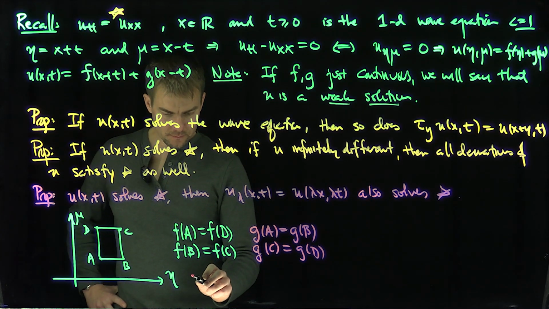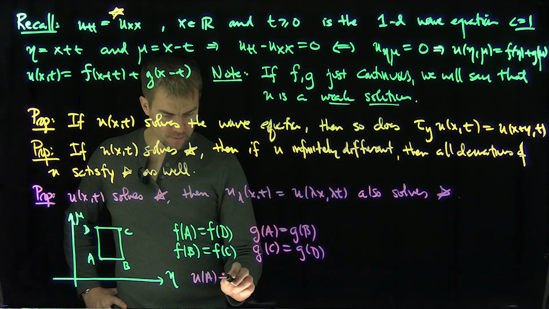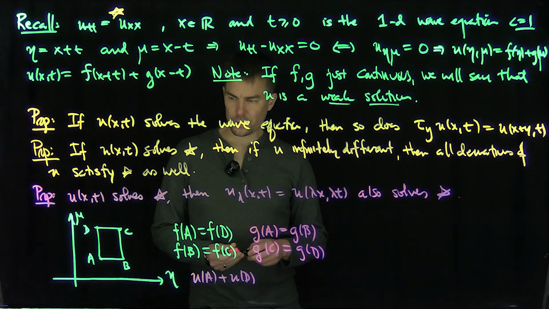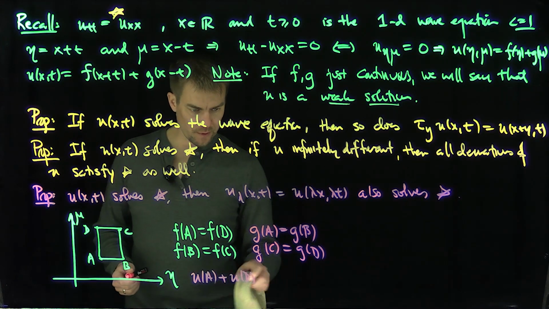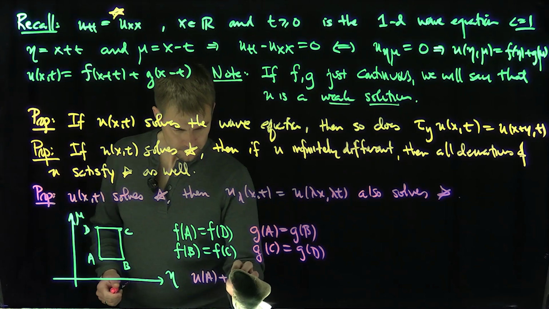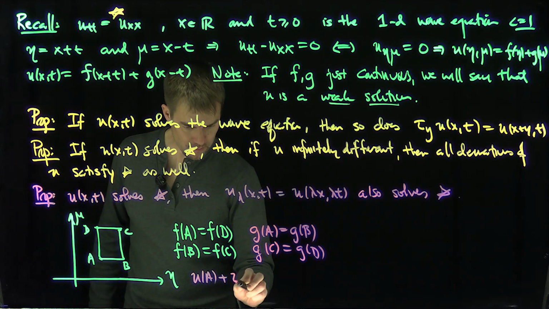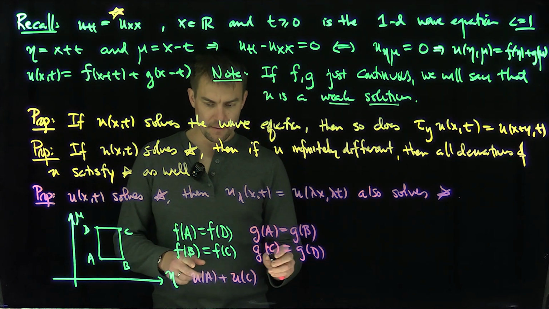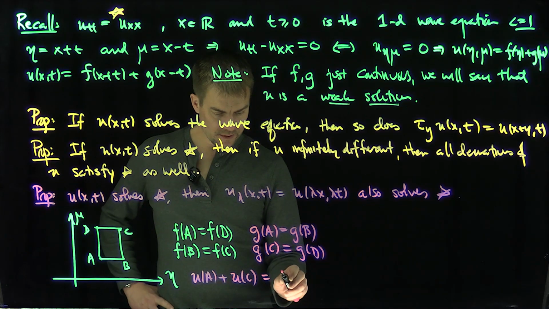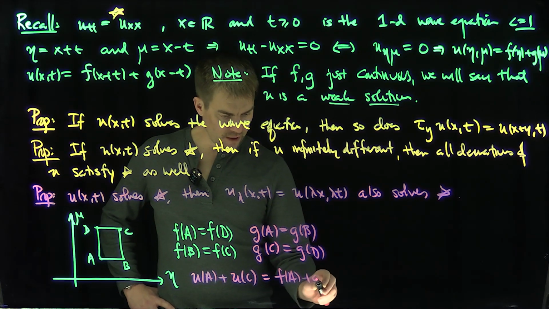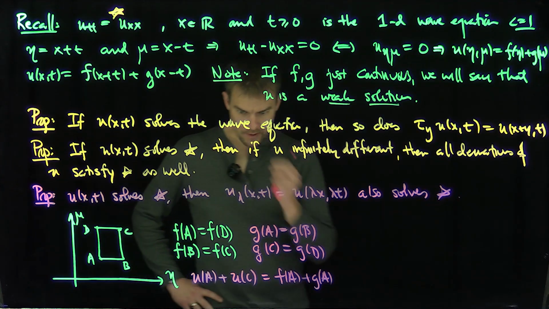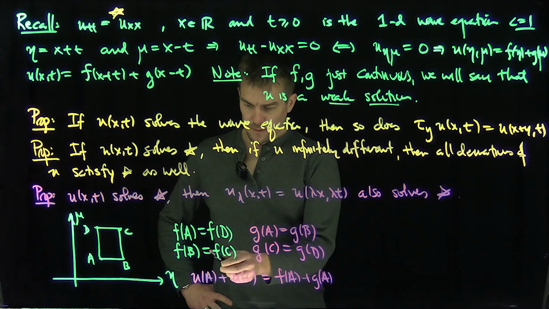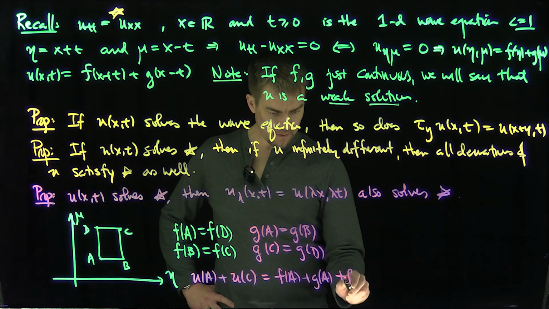U of A plus U of D is going to be what? Or what do I want to do? I want U of A plus U of C rather. So let's do U of A plus U of C. Okay. So what's that going to be? So U of A is going to be f of A plus G of A. And then U of C is going to be what? U of C is going to be f of C plus G of C.